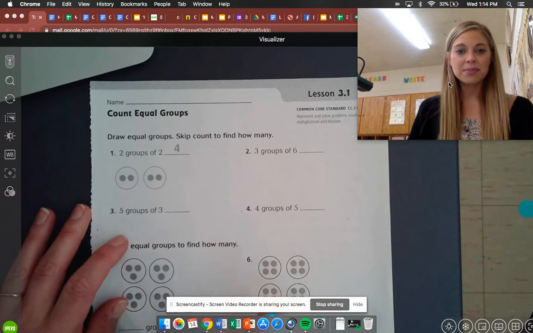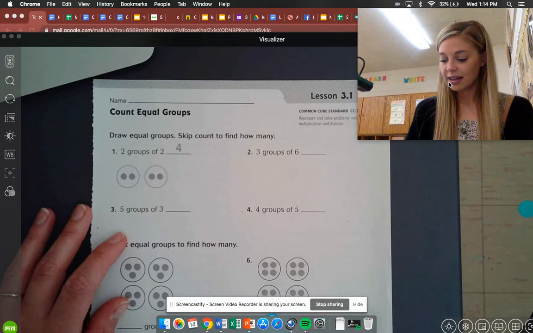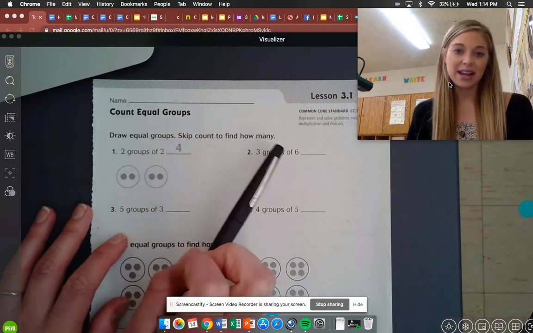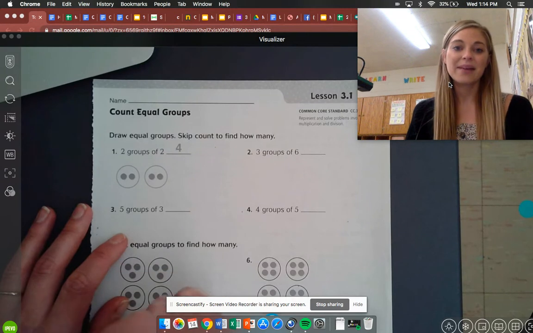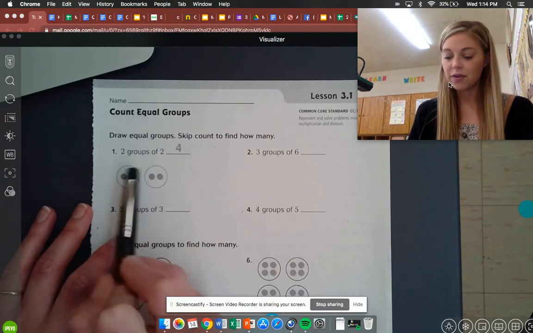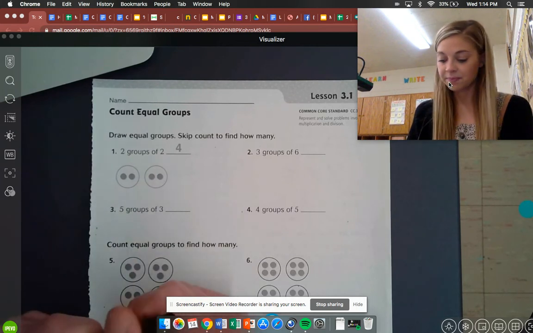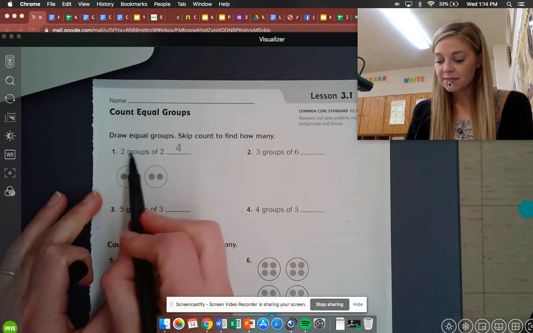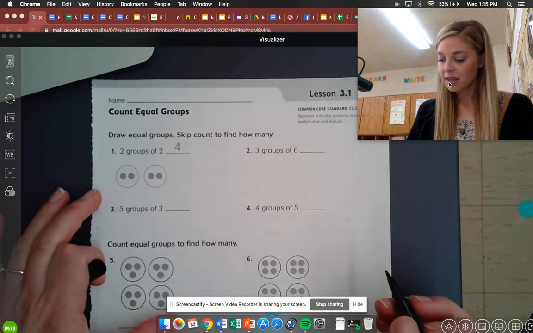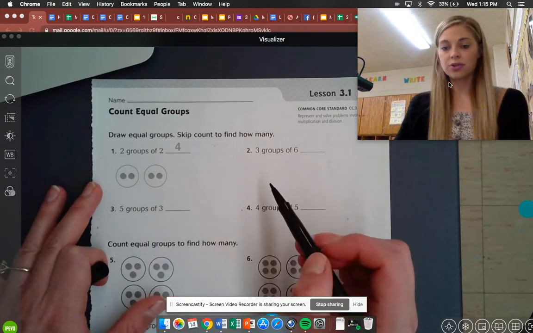Lesson 3.1 is all about equal groups. Here it says, draw equal groups, skip count to find how many. Skip counting is when we count by a certain number. Let's pretend we're counting by twos: 2, 4. So 2 groups of 2 is 4. The first one was already done for us, so let's do number 2.